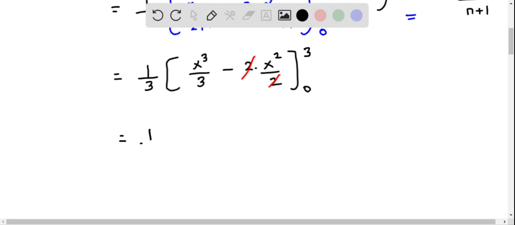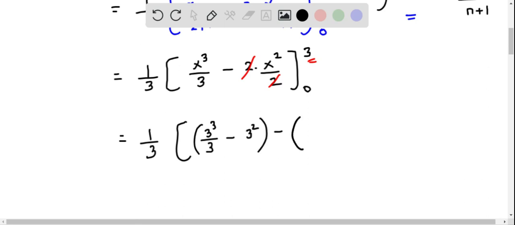So when we do that, we get 1/3 of, we applied the upper limit 3. So therefore this becomes 3 cubed by 3 minus, this is x squared, so it becomes 3 squared, and we put minus, and then we apply the lower limit. So when we apply the lower limit, we will get 0 cubed by 3 minus 0 squared. So basically this quantity is 0. So you can just ignore it.